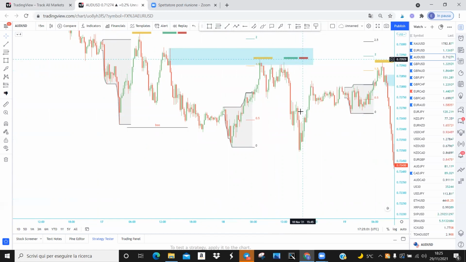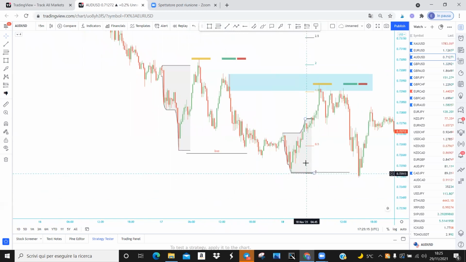Then what do we have during London close? London close, pullback. But anyway, where can you have your target? Just use this low as liquidity. Okay, liquidity low. Because what does the Asian range have? As I said in the first lesson, it has liquidity above and below it.